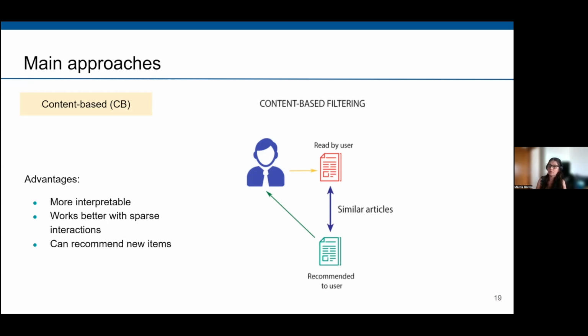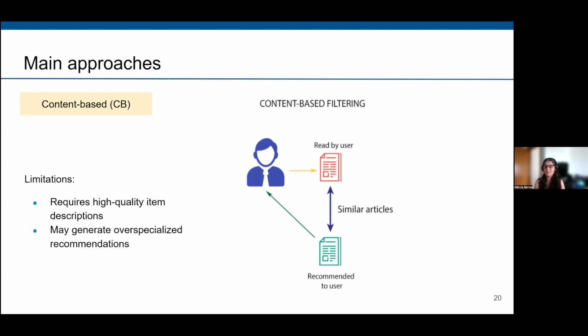The advantages of this approach: it's more interpretable. So I can just say that, okay, this item is very similar to the one that you already liked. It works better with sparse interactions, and it can actually recommend new items. Imagine that I have a new item in my system. This item doesn't have any rating, but I can still recommend it because I'm comparing the features of the item, okay, not the ratings.